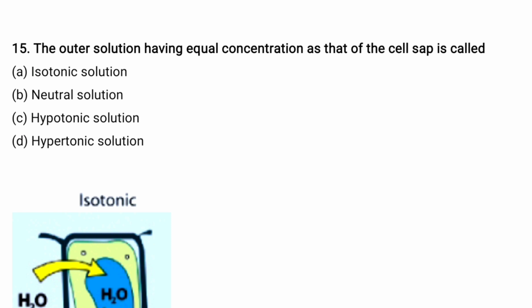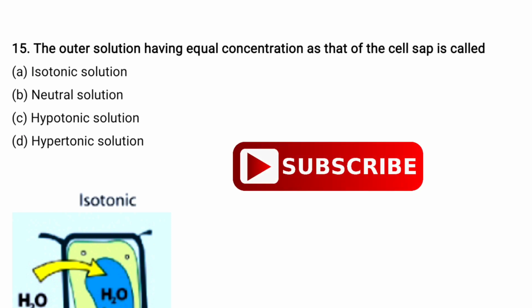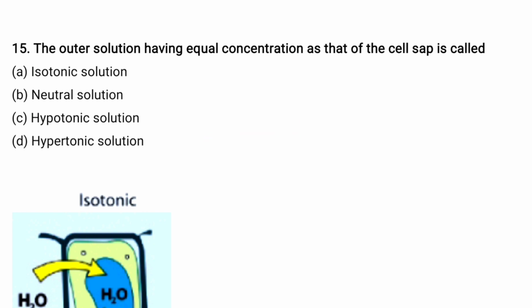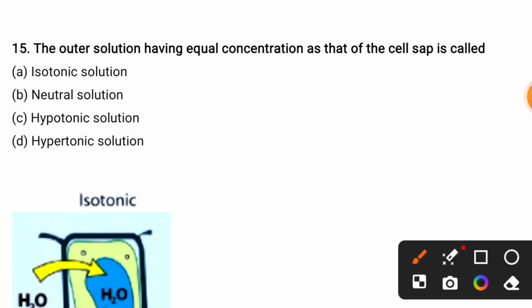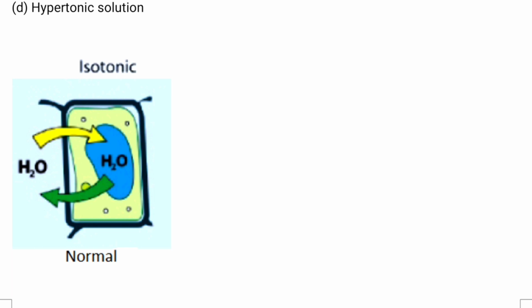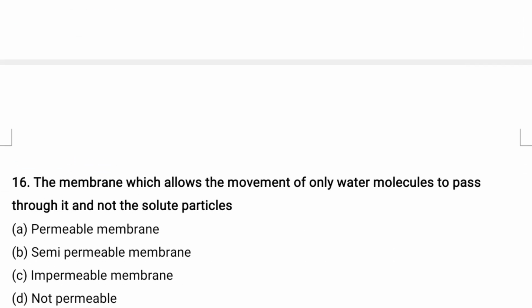The outer solution having equal concentration as that of the cell sap is called, as I told you, the options are isotonic solution, neutral solution, hypotonic solution, hypertonic solution. If the two have the same concentration, they are said to be isotonic. Then what happens? The cells remain intact. That is the answer. Let's see the next question.